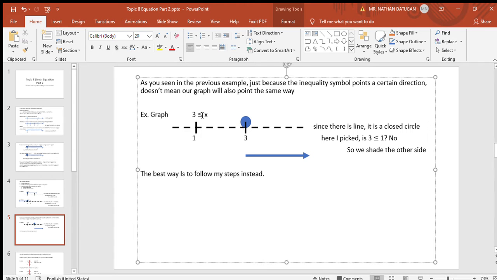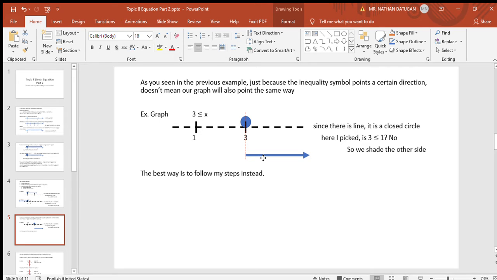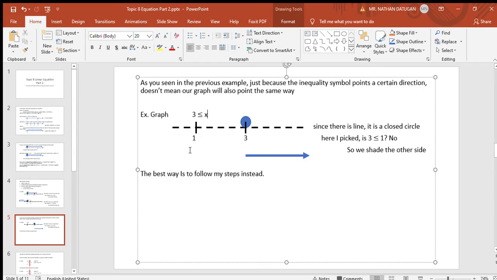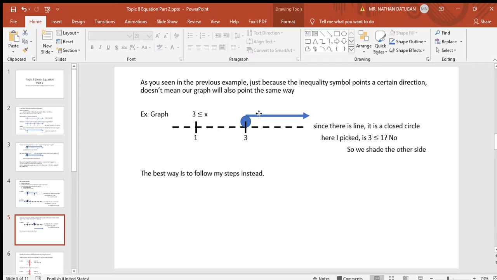Now, is it going to be an open or closed circle? In this case, you should know it's going to be a closed circle already. So now we're going to pick a number. 1. Is 3 less than or equal to 1? Nope. So the arrow points instead of to the left, points to the right. It goes to the opposite side.